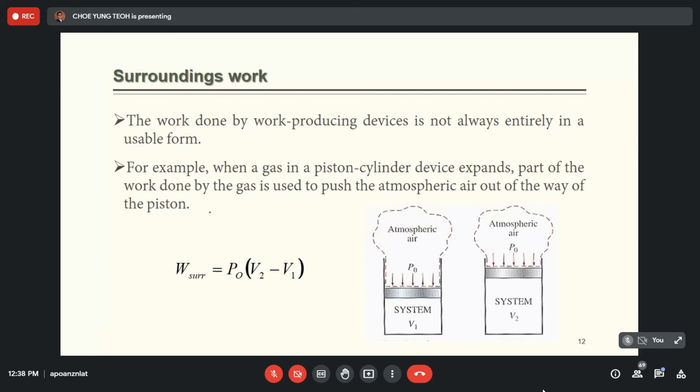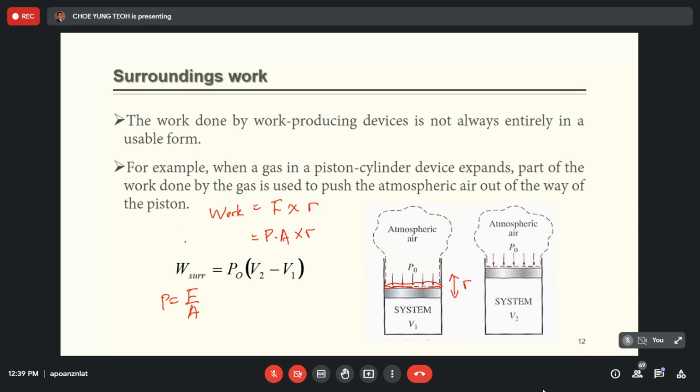Okay, so how do we calculate the work done against the atmospheric pressure? As we know, work done equals force times distance. It's a general equation. From here, force you can write in terms of pressure. Pressure is force over area, so force is pressure times area, and times the distance. The area here will be the cross-section area of the piston. The distance here is how far it moves.